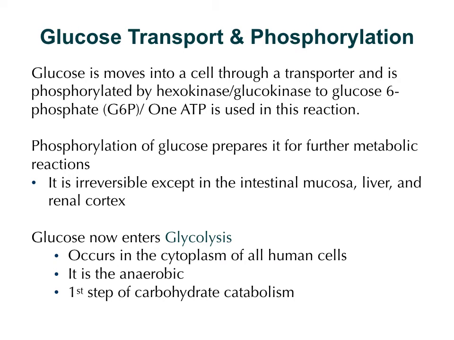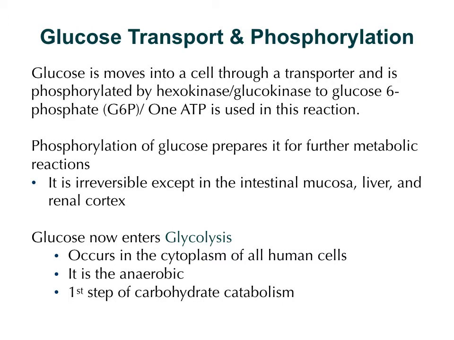Okay, so we started out with glucose transport into the cell. As you'll recall, glucose was phosphorylated using ATP by the enzyme, either hexokinase or glucokinase, depending on the cell. And it was phosphorylated to G6P, which trapped it in the cell by giving it a negative charge. The phosphorylation of glucose prepares it for further metabolic reactions in the cell.